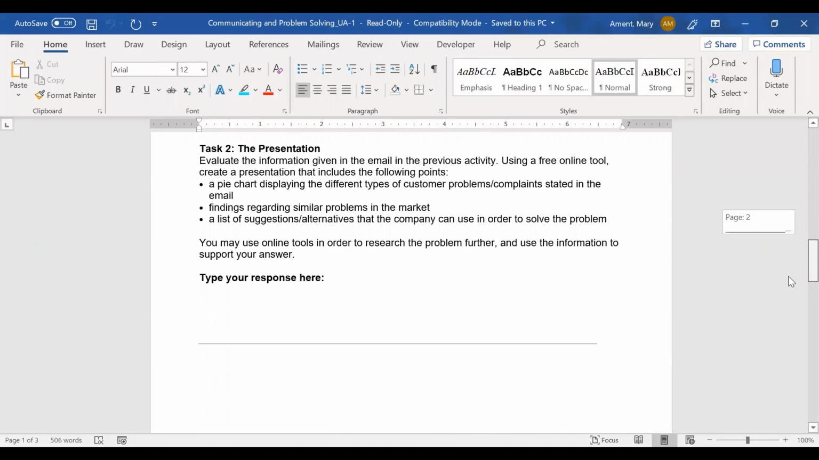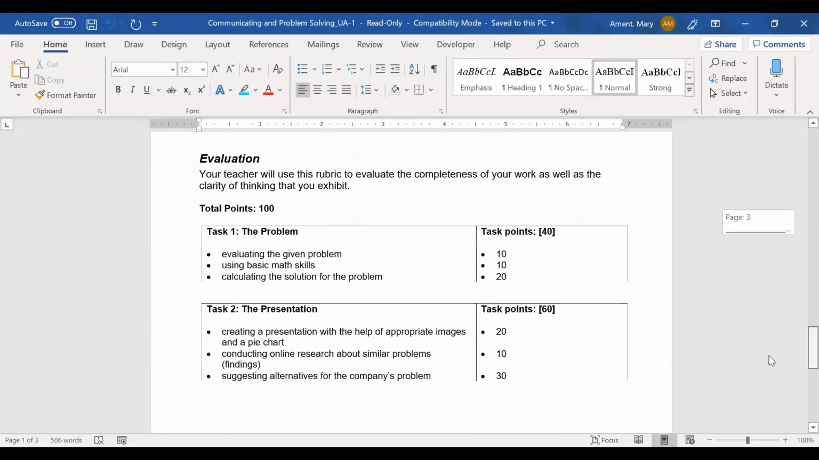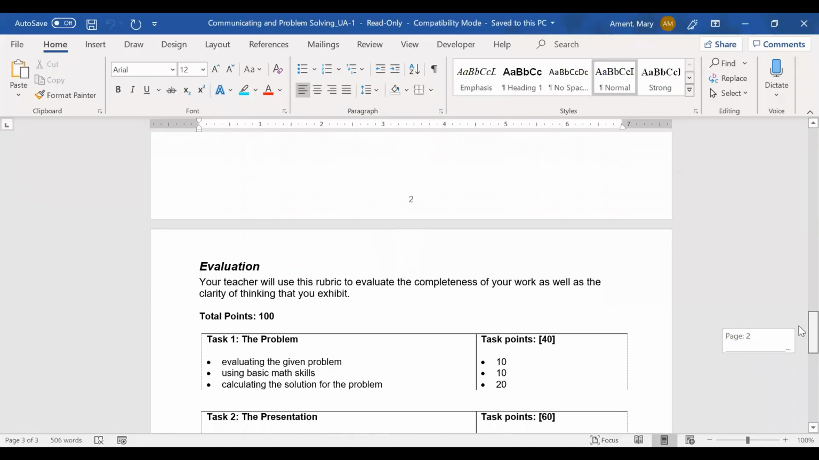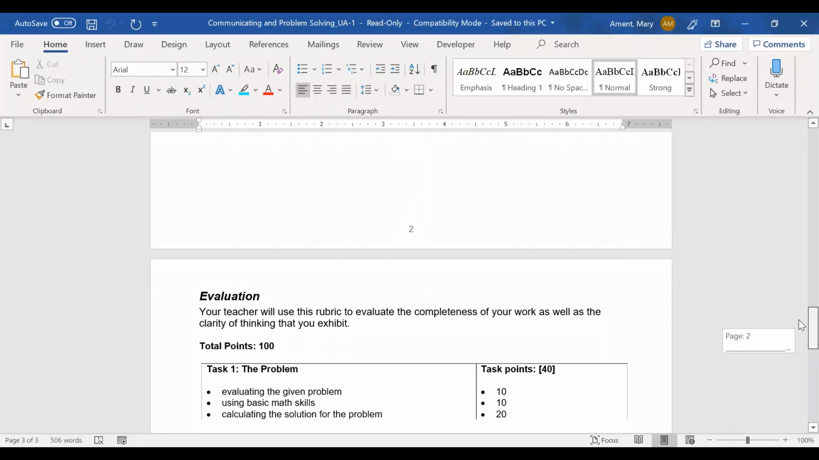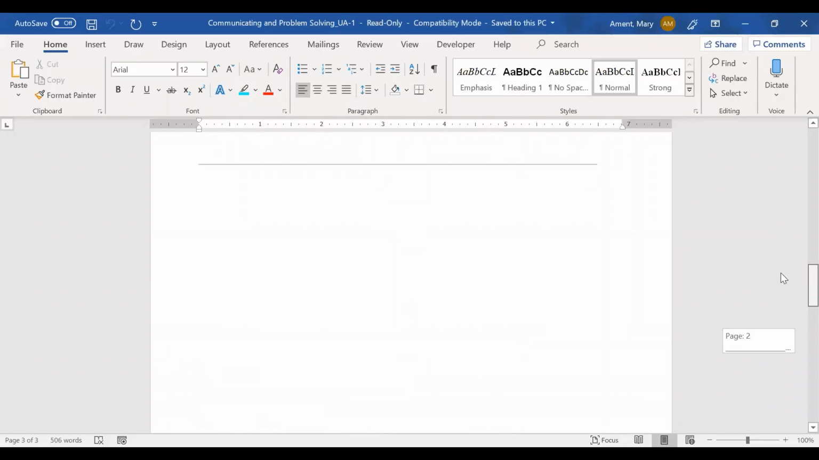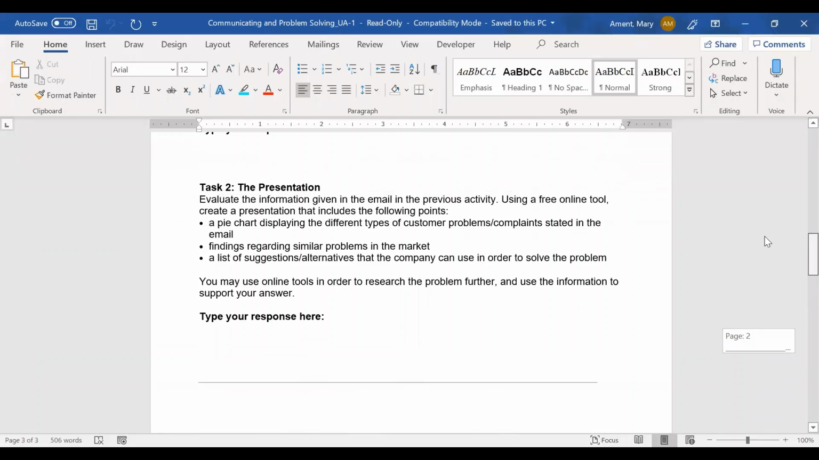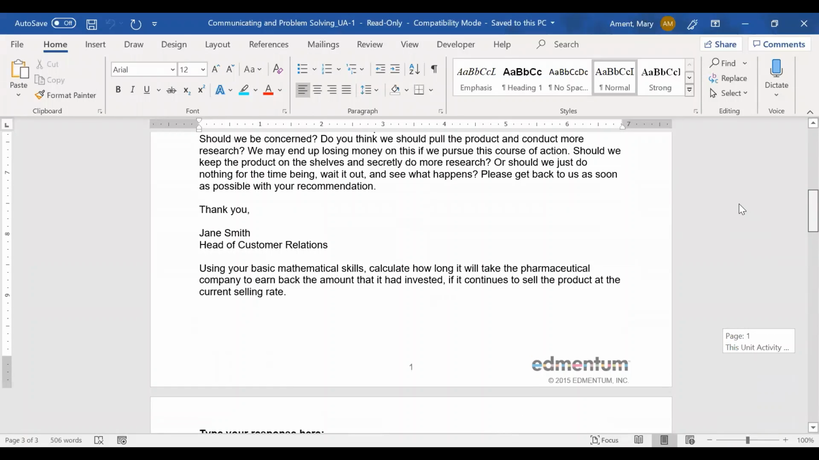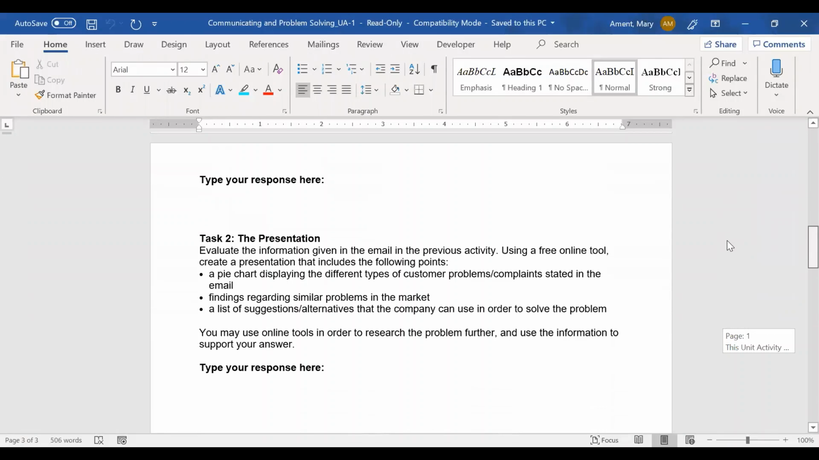Once you do that, it is important that you look at the rubric. The rubric says you're going to evaluate the problem, use basic math skills, and calculate the solution to the problem. So you shouldn't just have a number. You should have exactly how much time, broken down into years, months, days, and also just kind of explaining the problem they had and why it would take that amount of time.